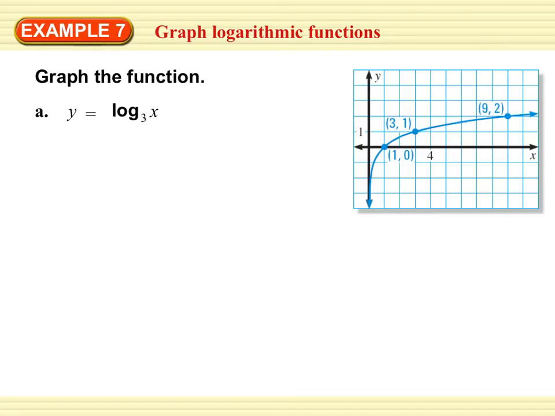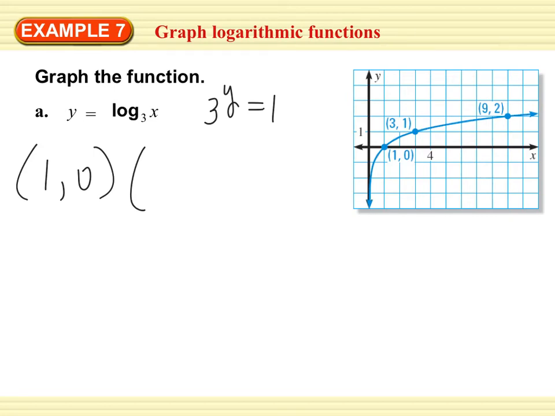I know graphing is hard. I get it. Let's try, though. So here, let's just plot several points, make them somewhat convenient. If x is 1, that just means 3 to the y equals 1, and that's going to match with 0. Anything to the 0 power is 1. And then I can plug in 3 for x.